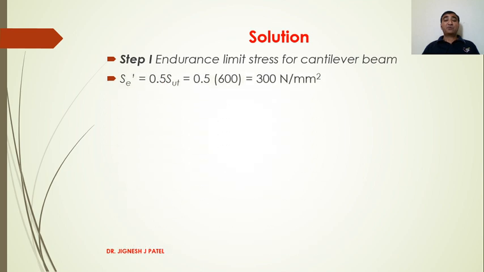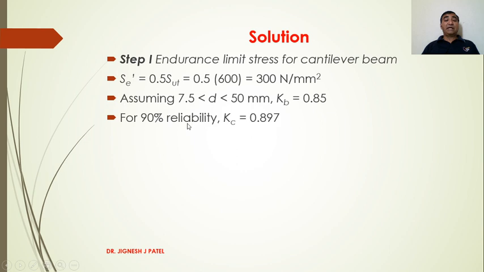So first of all we have to find the endurance limit for standard specimen. So Se dash is equal to 0.5 SUT. The value of SUT is 600, so it is 300 Newton per mm square. Now assume the diameter is in between 7.5 to 50 millimeter. So for that the size factor Kb is 0.85. For reliability 90%, reliability factor Kc is 0.897.